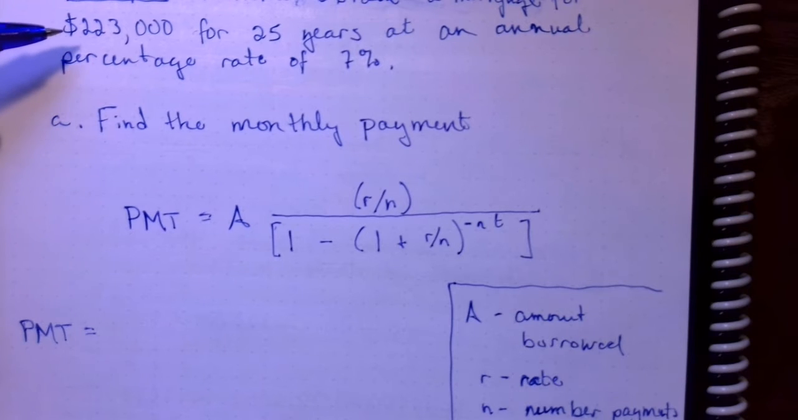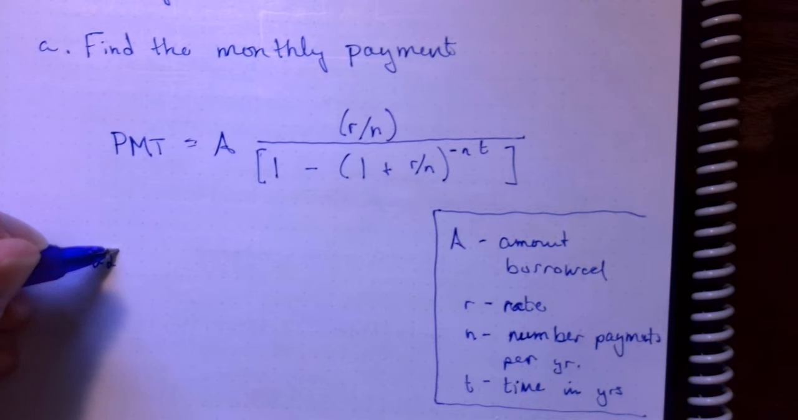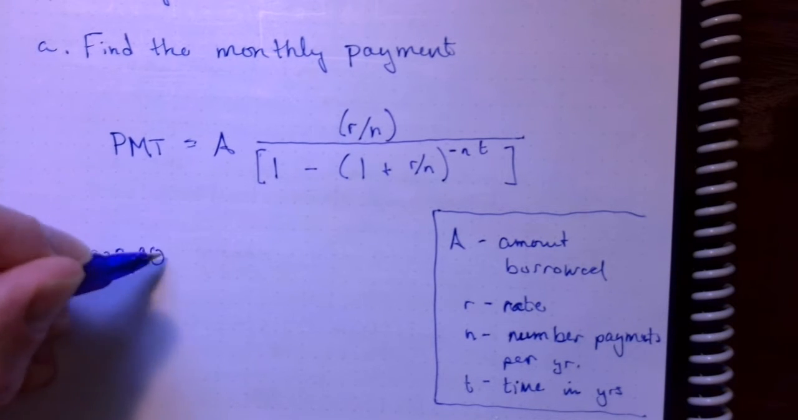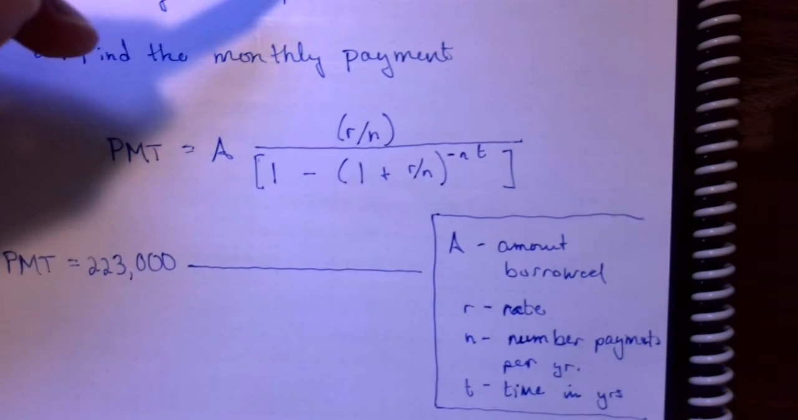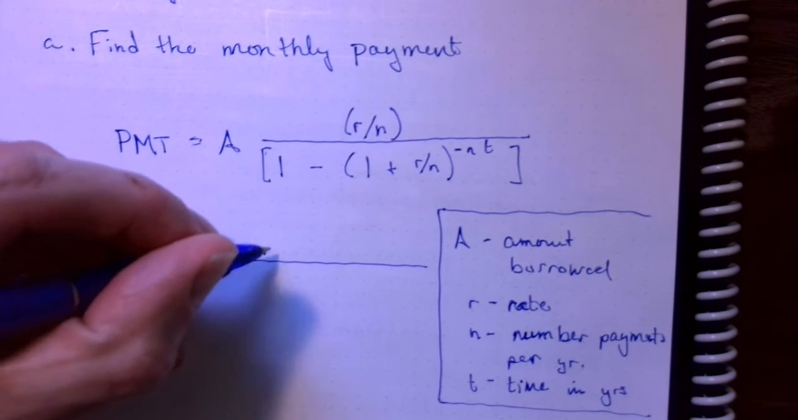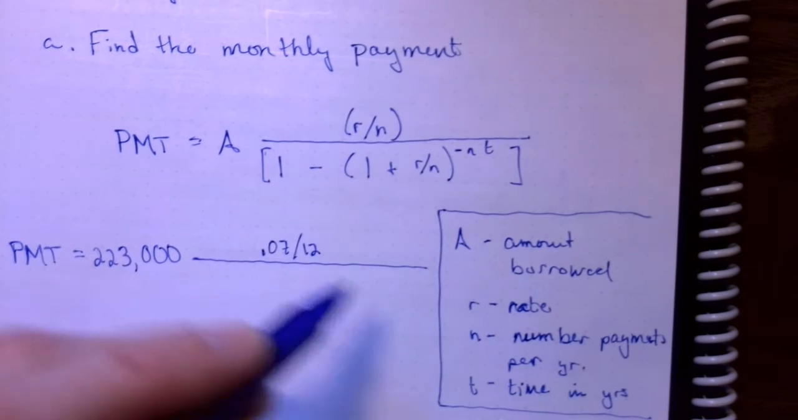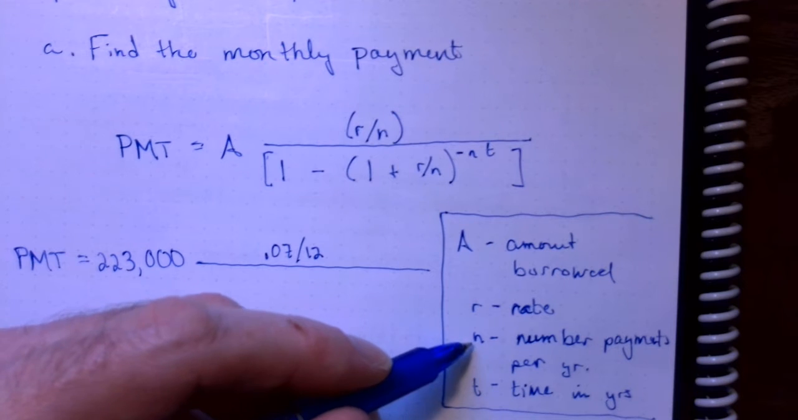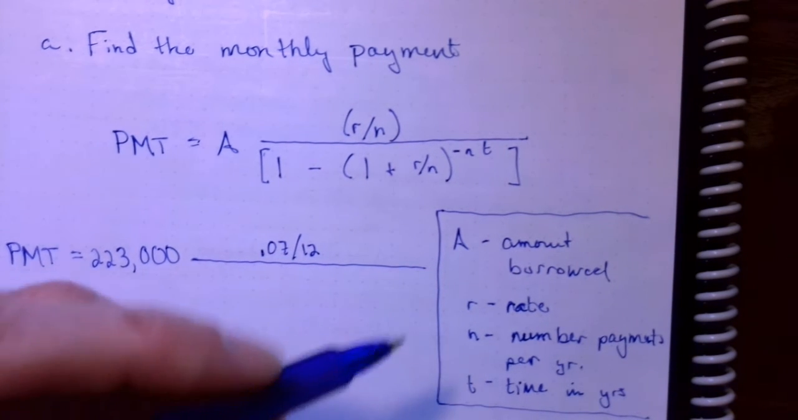The mortgage amount was, sorry, $223,000. And over here, you can see the rate was 7%, 0.07 over 12. This N in practice is almost always going to be 12, unless you have some weird situation where you're paying your mortgage every week or something like that.